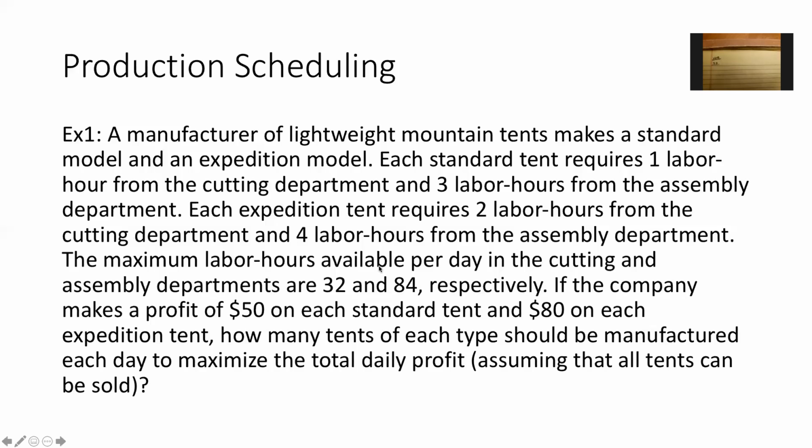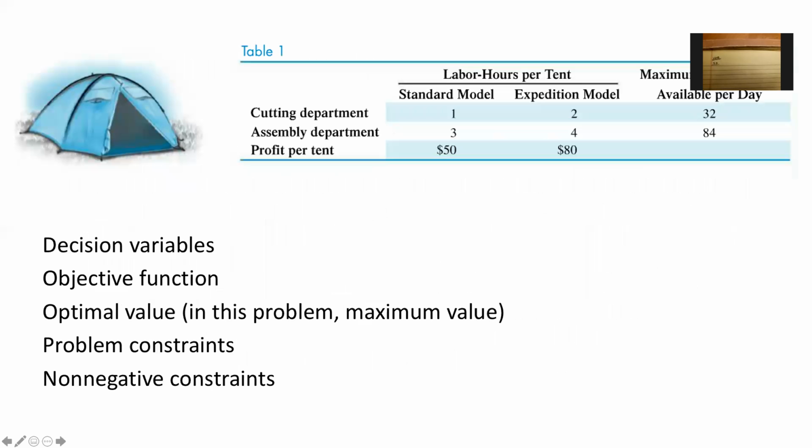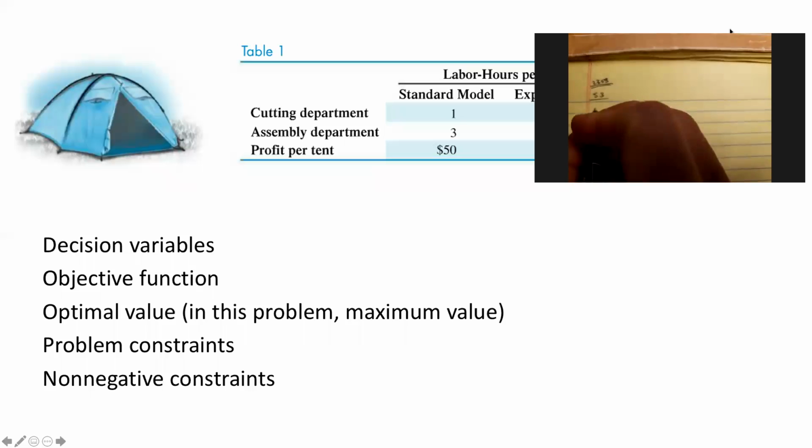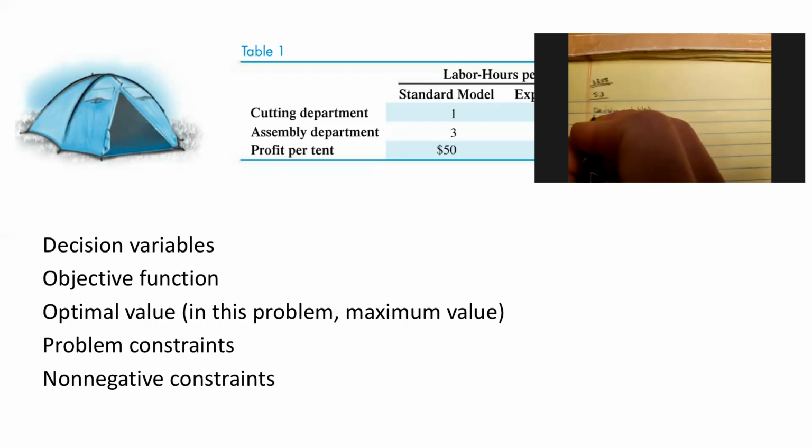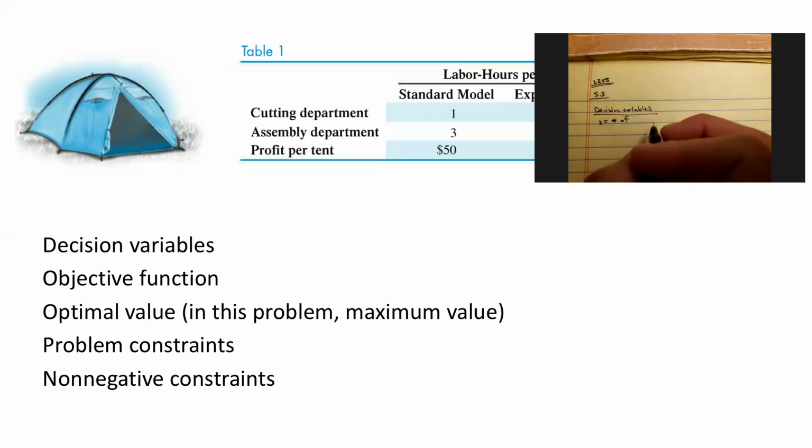All right, so we're going to have to build the decision variables, so we have to figure that out. Hopefully you're seeing that, when I was telling you a long time ago, I said decision variables, right? So we have decision variables. In this case, I'm going to say X is the number of standard tents, in other words, that non-expedition tent, just the standard model. And then Y is going to be the number of expedition tents, right? That's our decision variables.